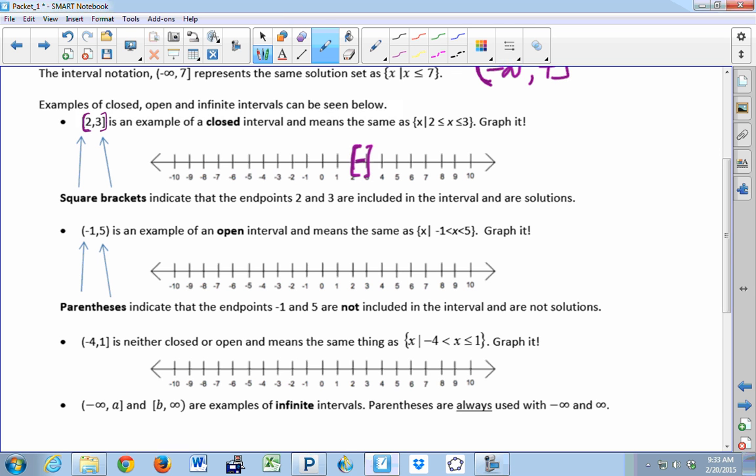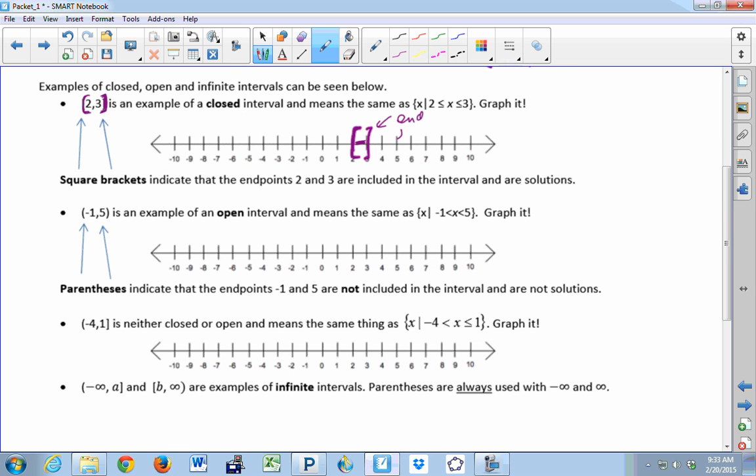Okay, so square brackets means both of those endpoints, 2 and 3, which are called the endpoints, are included in the interval. When you have 2 parentheses, it means the -1 and the 5 are sort of setting up the idea of how far you can go, but they're not going to be allowed into the set. So -1, open parenthesis, and 5 means everything literally in between, but they're not included. It's called an open interval.